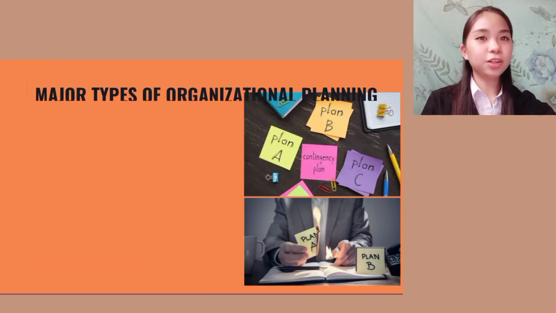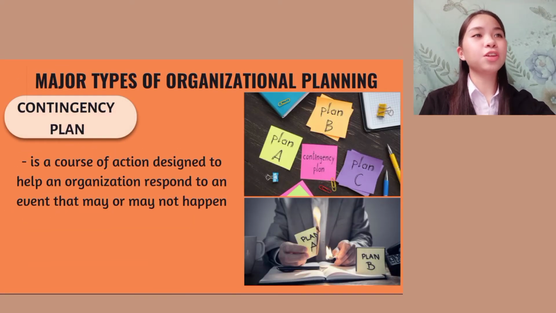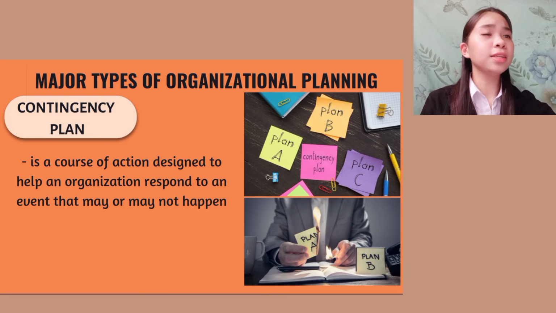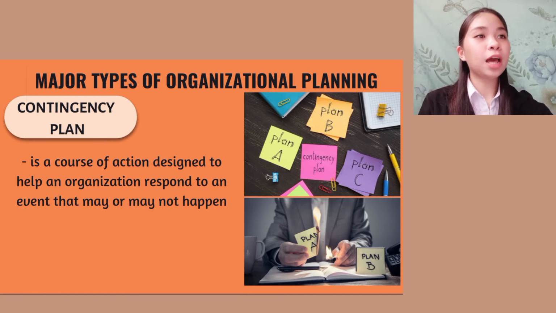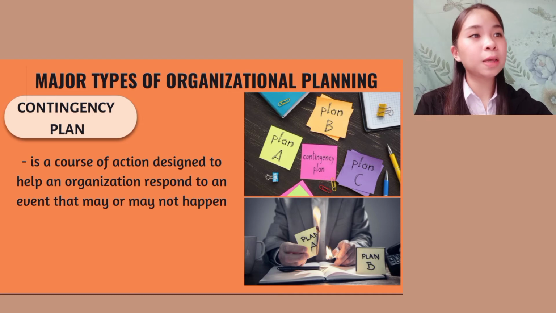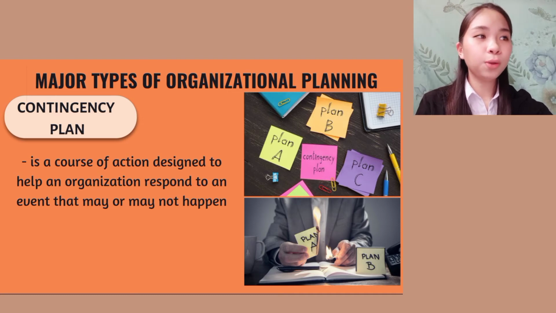And lastly, a contingency plan is a course of action designed to help an organization respond to an event that may or may not happen. This type of plan naman po, also known as Plan B, is a plan devised for an outcome other than that in the usual plan. It is often used for risk management for an exceptional risk that, although unlikely, would have catastrophic consequences.